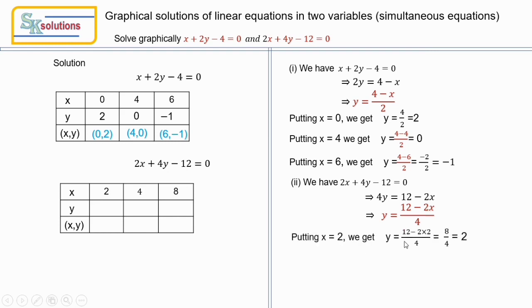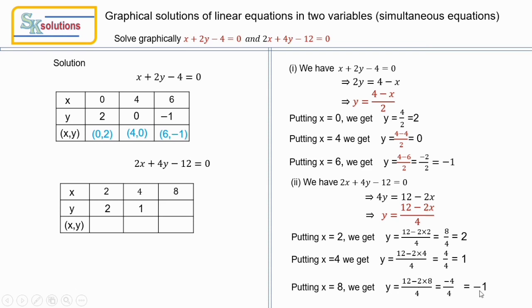So putting x equal to 2, we get y equal to 2. Putting x equal to 4, we get y equal to 1. And putting x equal to 8, we have again y equal to minus 1. So the coordinates are (2, 2), (4, 1) and (8, minus 1). Okay, let us draw the graph of these equations.